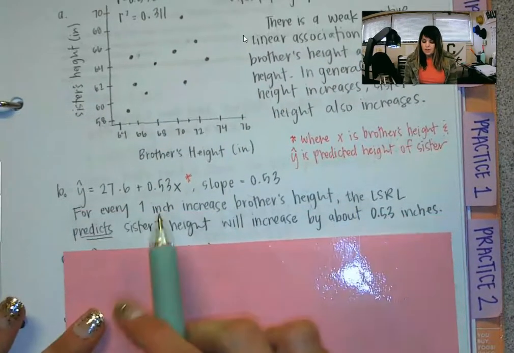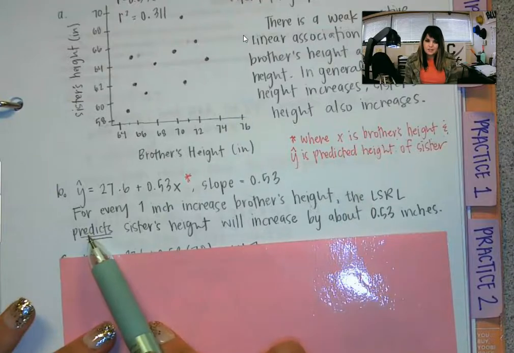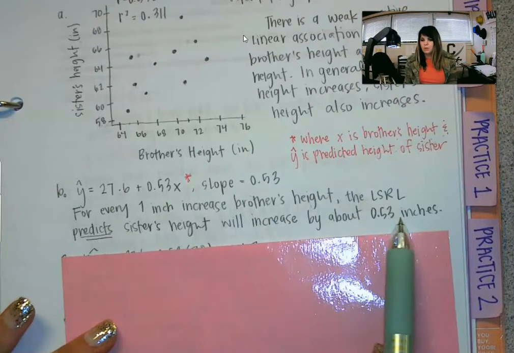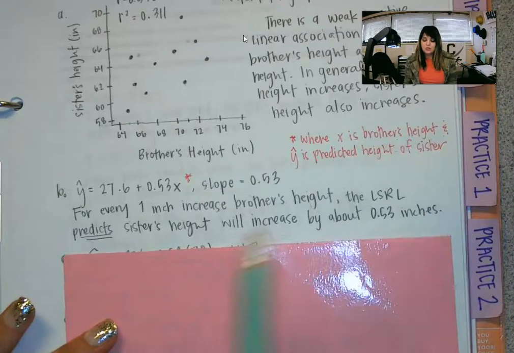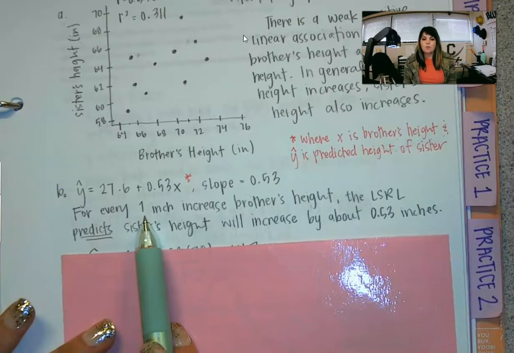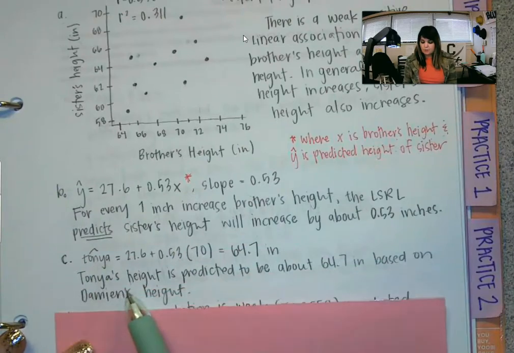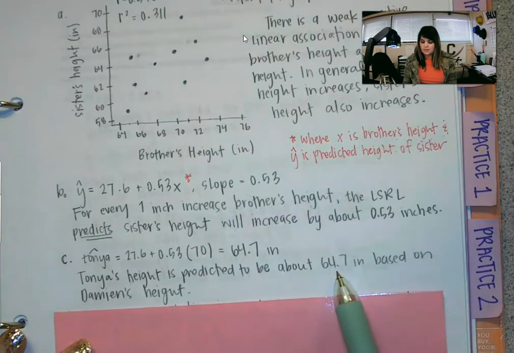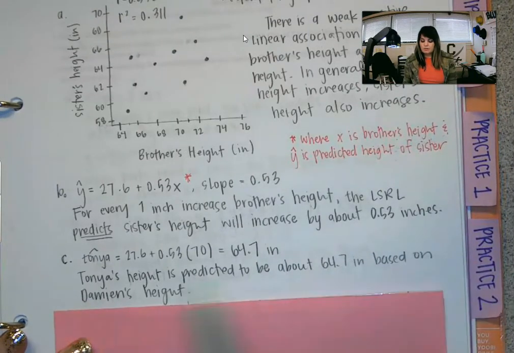For every 1 inch increase in brother's height, the least squares regression line predicts sister's height will increase by about 0.53 inches. You need context, you need units, and you need to be very clear that x is increasing by 1 inch. Okay, C, I have Tanya's height to be about 64.7 inches. I wanted to give a written response because I feel like that's what they want a lot of the time.